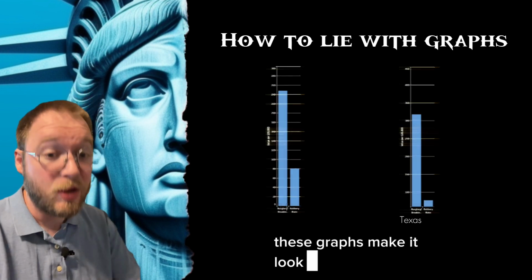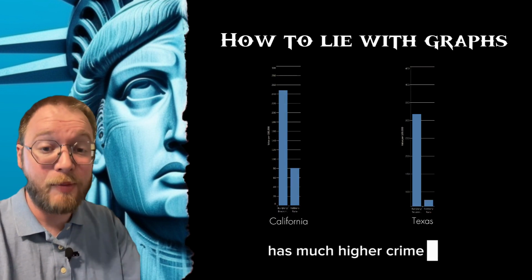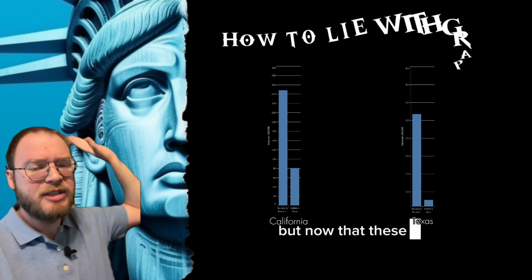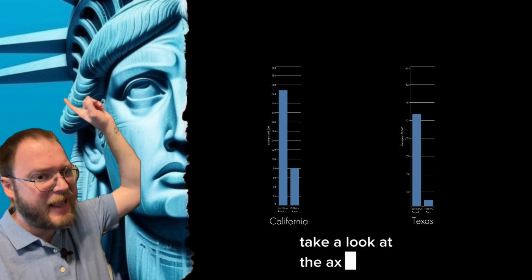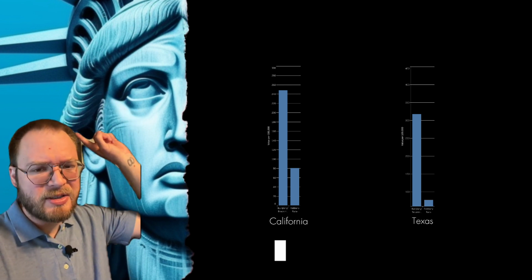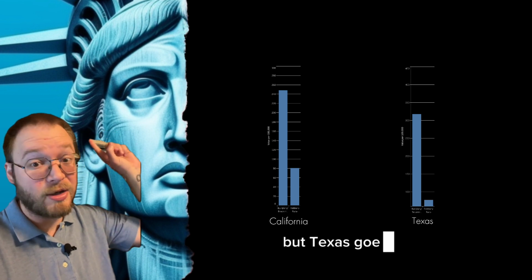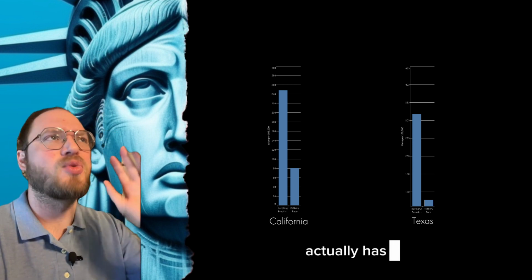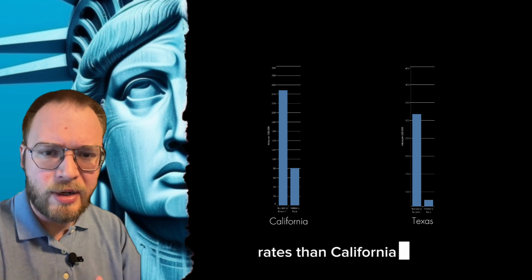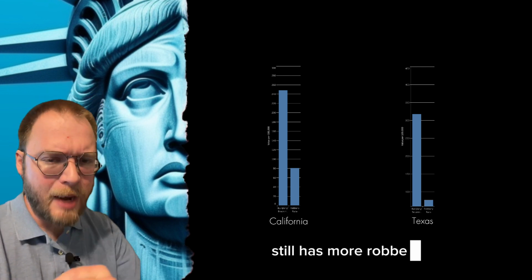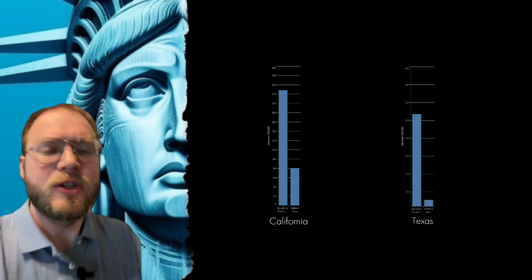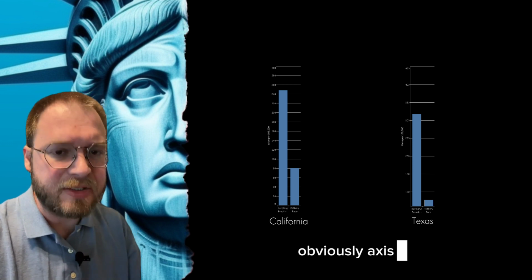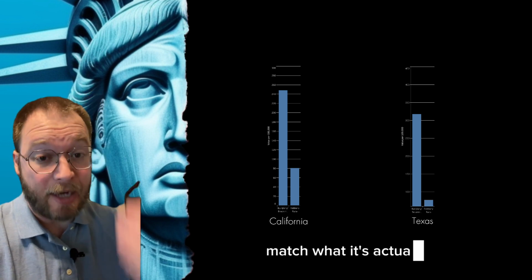These graphs make it look like California has much higher crime rates than Texas does. But now that these two graphs are side by side, take a look at the axis. Notice how California's axis only goes up to 300, but Texas goes up to 440. When you stop and look at these graphs, you can see that Texas actually has way higher burglary rates than California does. And California still has more robbery, although it's very close. So the very first thing to look into is obviously axis. Does the axis match what it's actually trying to say?